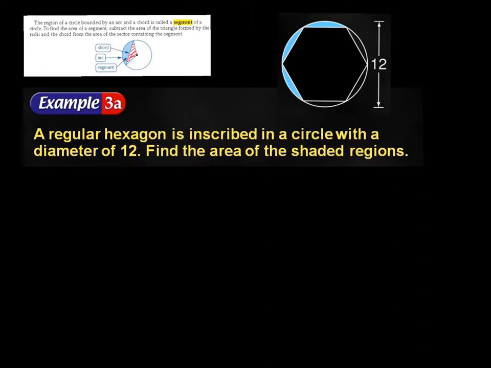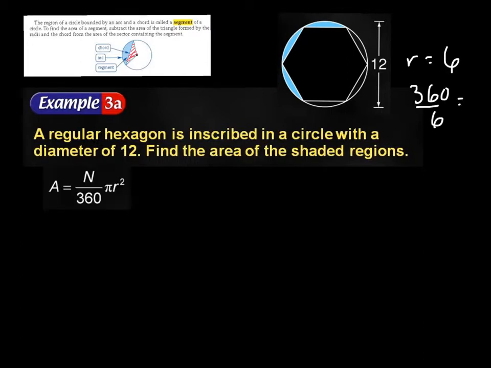A regular hexagon is inscribed in a circle with diameter 12. Find the area of the shaded regions. Okay, so if our diameter is 12, we know that our radius is 6. There are 6 sides to a hexagon, so 360 divided by 6 is going to give us 60 degrees for our central angle for each one of those. So we're going to have 60 over 360, which reduces nicely.